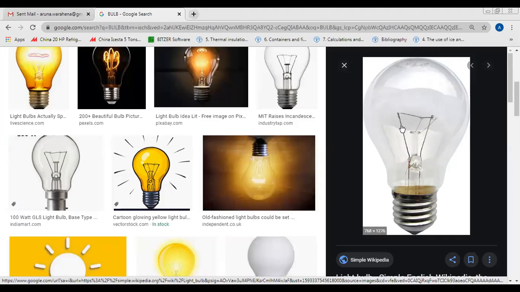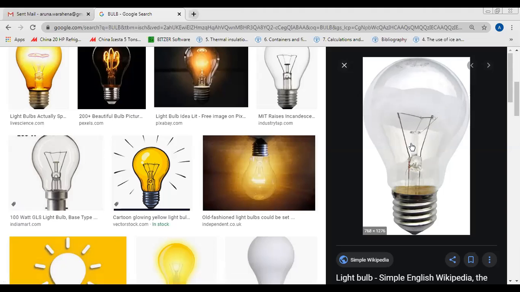When the electricity passes through this, because of the resistance to the electric current or the electron flow, there is a glow. There is a glow because of the generation of heat. And the glow is the reason to emit light. The glow emits light as well as heat.